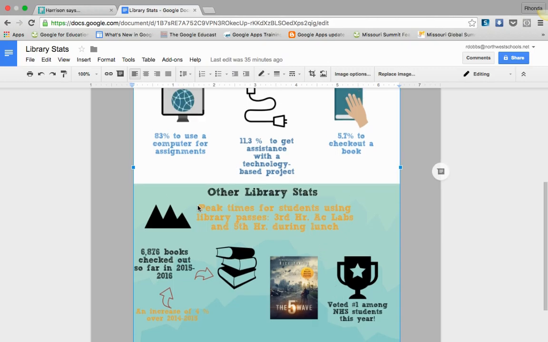And then up here where I show peak times that students are using the library, I chose a mountain icon, of course, with peaks. It makes sense. And I've used a Google form all year long. We have a Chromebook on the circulation desk, and so when students come into the library, they drop their library pass into a basket and then turn around and sign into the library through that Google form. That's again how I'm capturing that information.